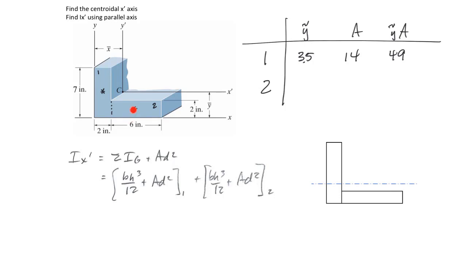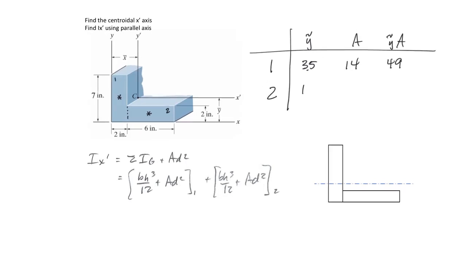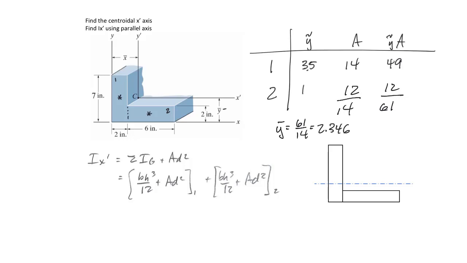All right, on this side over here, we're going up to the centroid, which is 1. Now the area here is a little bit different. It is 2 by 6, so that's going to be 12. All right, add those two together. You got 14 and 61. So you get y prime is equal to 61 over 14, which is equal to 2.346. All right, so that's 2.346 inches to the x prime axis.